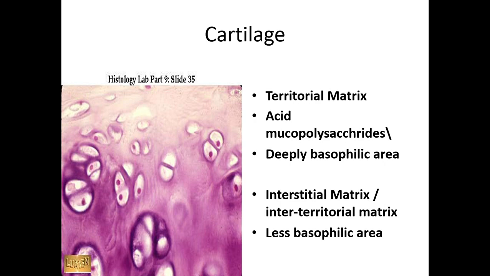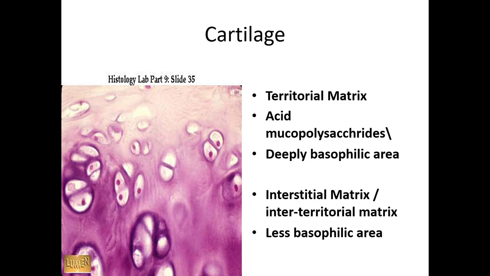During the time that the chondrocytes are trapped in a cavity, under the microscope, it will give us a different staining capacity of the different areas. So just above the cavity, that area will be darker in color. We call this area the territorial matrix, and they have a darker appearance under the microscope because there is more of the acid mucopolysaccharide present in that area. So they are deeply basophilic areas.